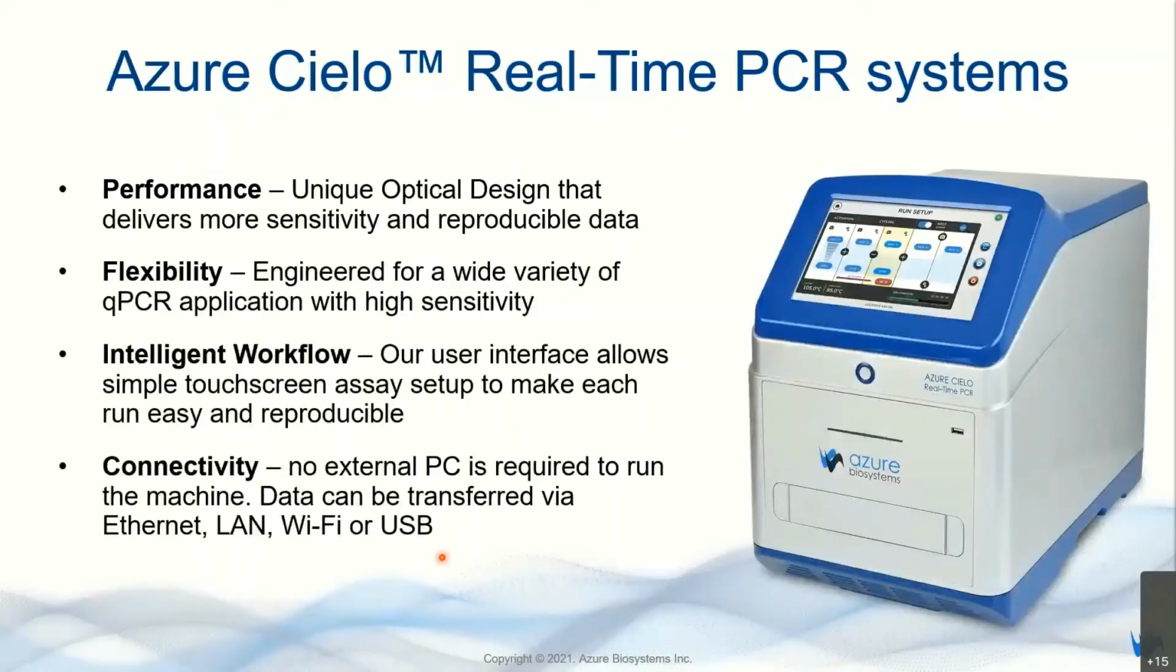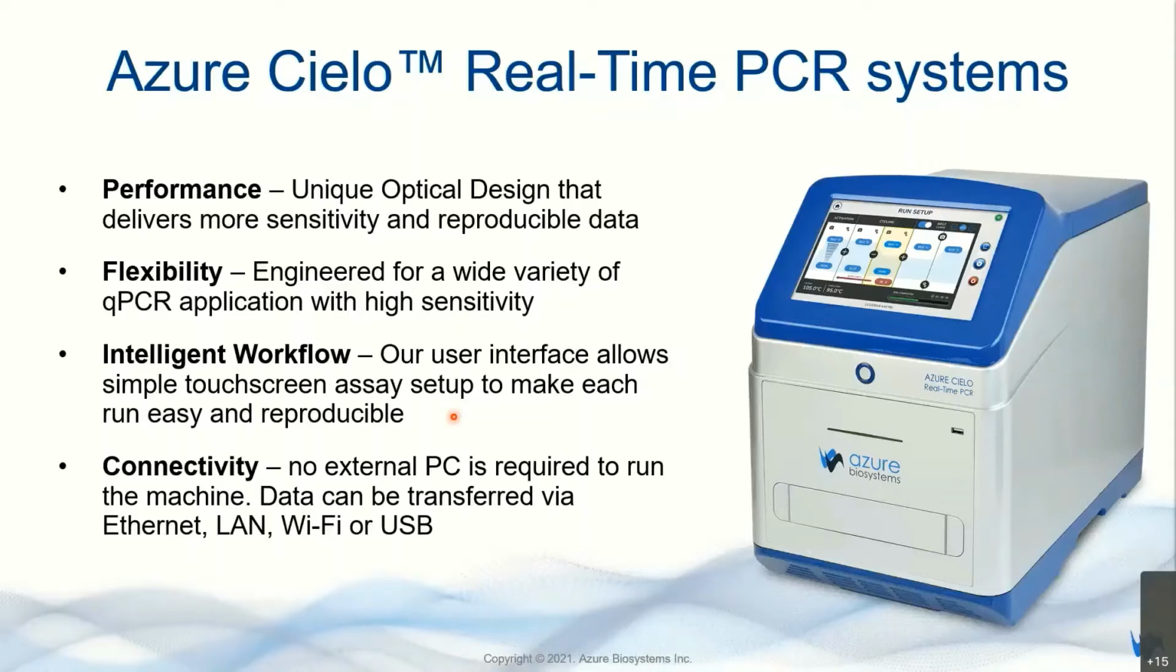In short, this is how Azure Cielo looks. It is an open platform supporting both dye and probe-based chemistry in qPCR reactions. In terms of performance, Azure Cielo has a unique optical design that delivers more sensitivity and reproducible data. It is flexible. It is engineered for a wide variety of qPCR applications with high sensitivity, and it is compatible with a broad range of dyes.